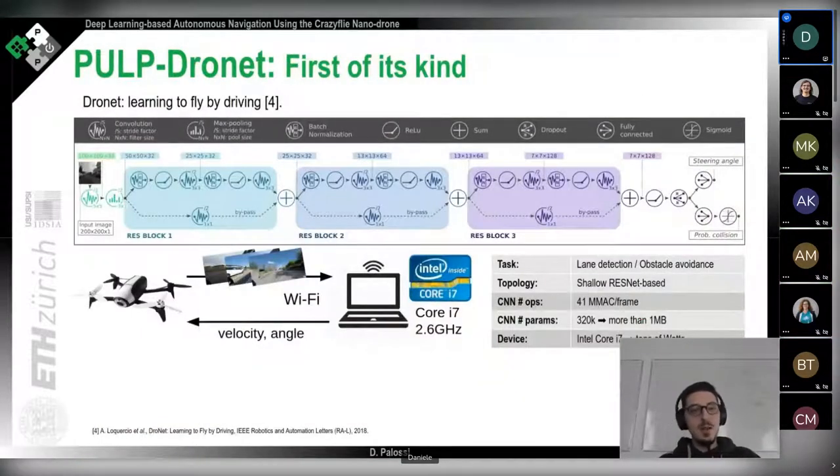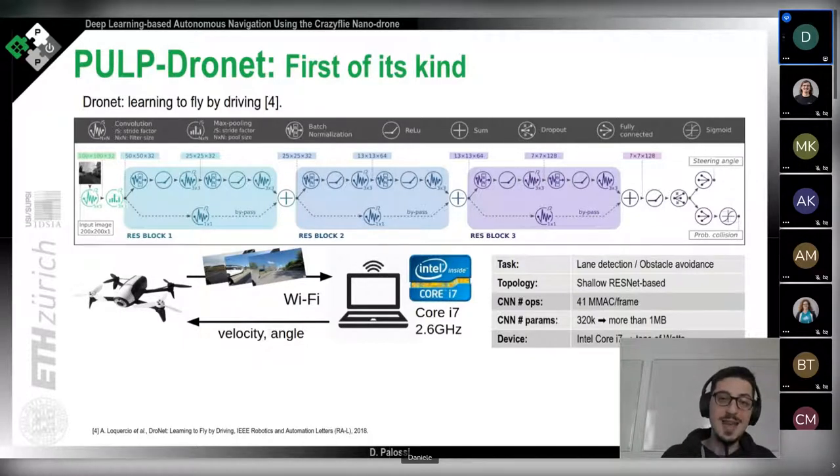So let's jump into the more research-oriented part of the talk. The first work we did with PULP, with the goal to enable high-level intelligence on board these nano drones like the Crazyflie, started from Dronet. Dronet was a very successful previous work done at the Robotics and Perception Group of UZH with this ResNet-based CNN. So they developed this network for autonomous driving of a bigger drone. A Bebop Parrot was used at that time.